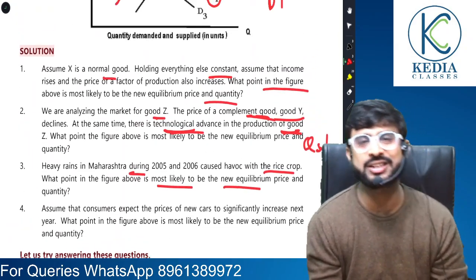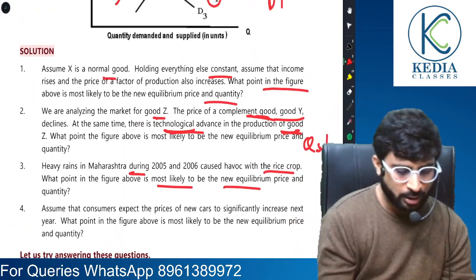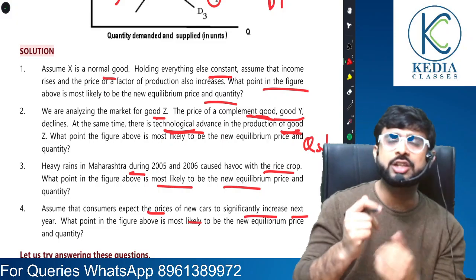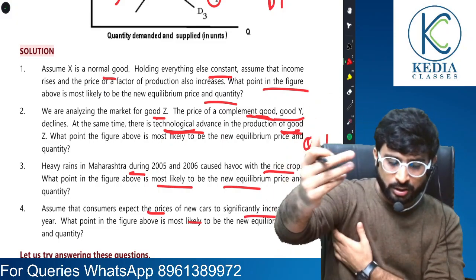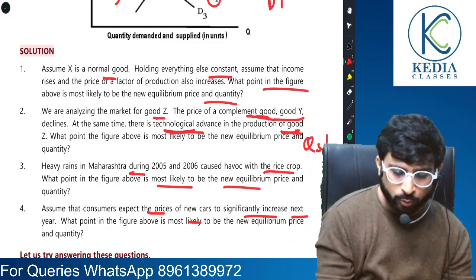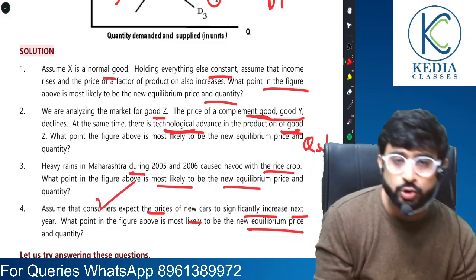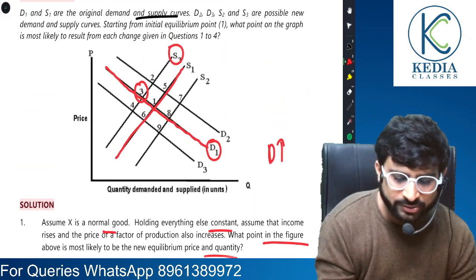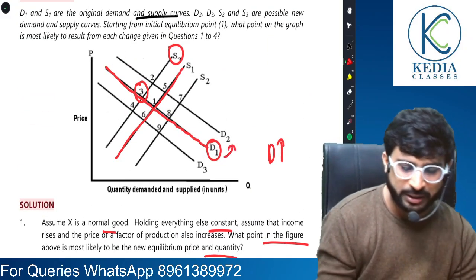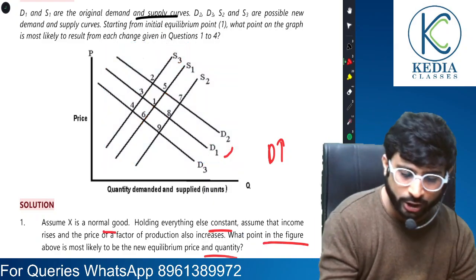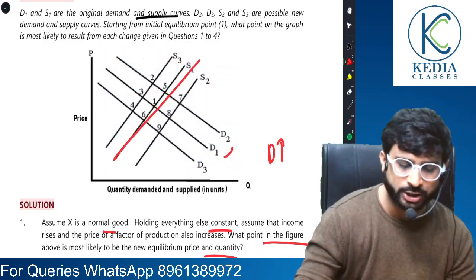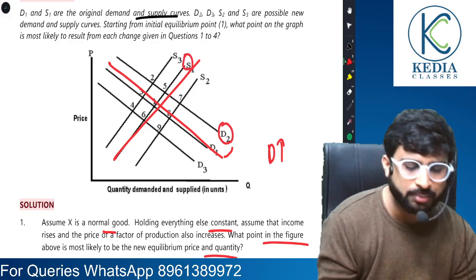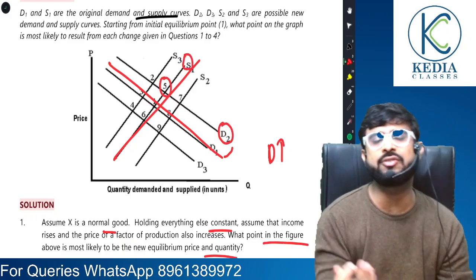Let's move on to the fourth and the last question. Assume that consumers expect the price of new cars to significantly increase next year. Consumers are expecting, so consumers will increase demand today. So there will be a rise in demand from D1 to D2. But there is no change in supply because producers are not expecting anything. It's the consumers who are expecting change. So from D1 there is a change to D2, but S1 remains the same. So they are intersecting at 5. 5 would be my answer.